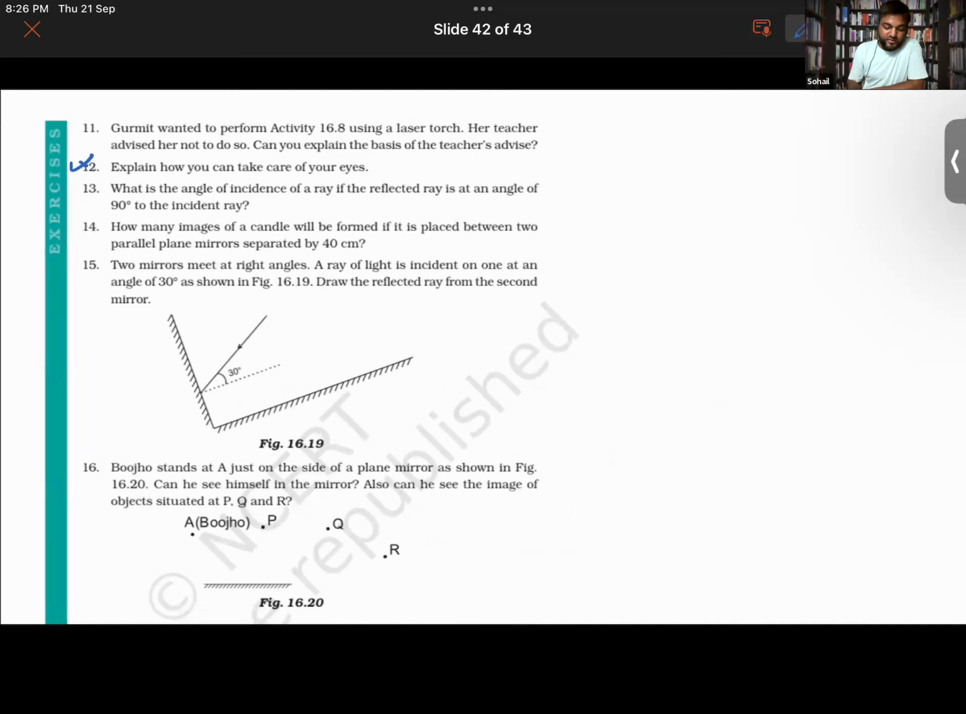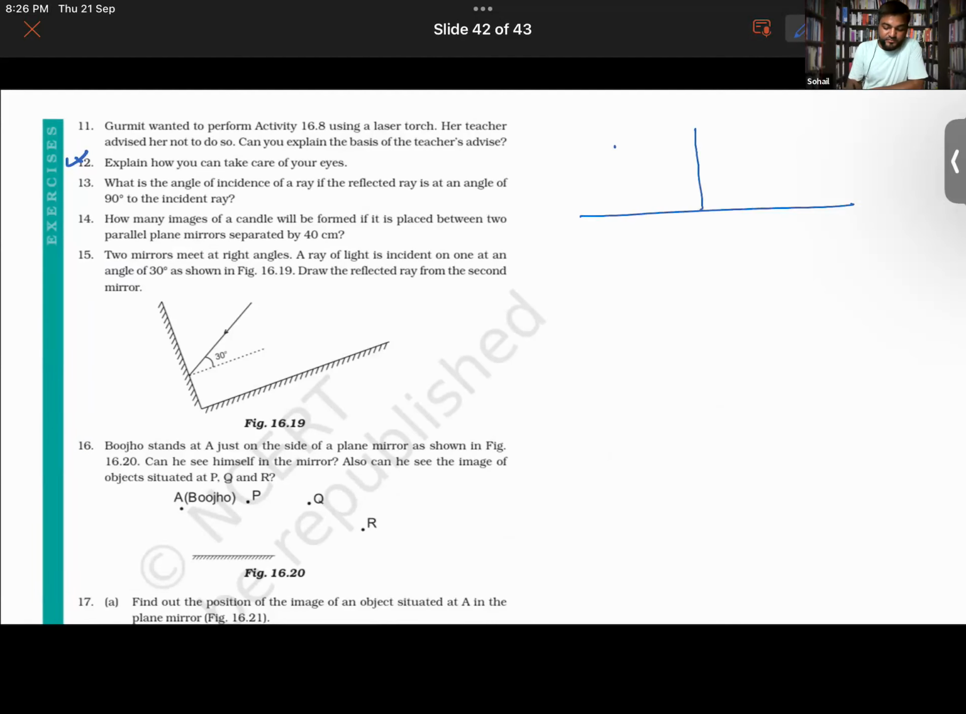Here the question says, what is the angle of incidence? No, it's not going to be 90 degrees. If you read the question properly: what is the angle of incidence of a ray if the reflected ray is at an angle of 90 degrees to the incident ray? So this angle here is 90 degrees. Angle of incidence plus angle of reflection is equal to 90 degrees. Obviously both of them are equal, so it means it is 45 degrees simply.